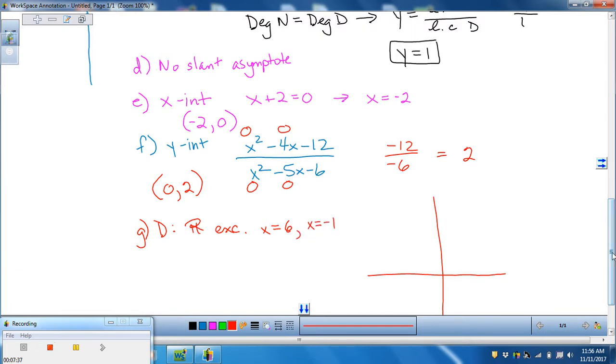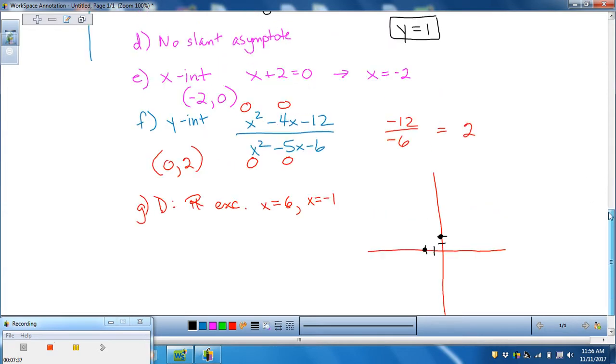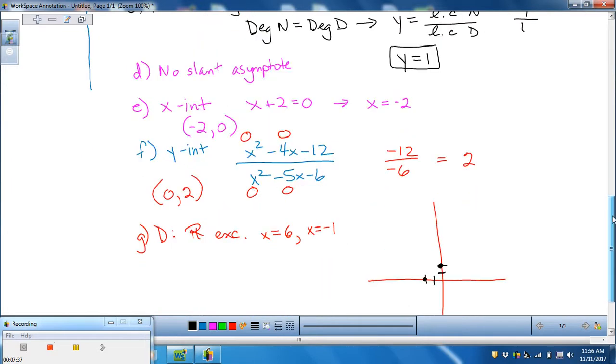Alright, so let's go ahead and start graphing the information that we have. We have an x-intercept at negative 2, 0. So there's a point there. We have a y-intercept at 0, 2. We have a hole at 6, 8 sevenths.